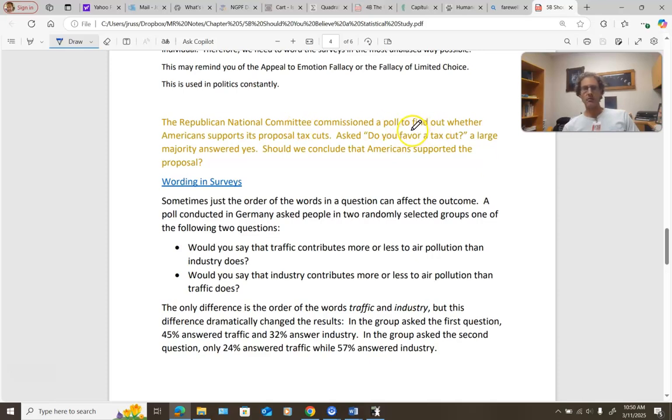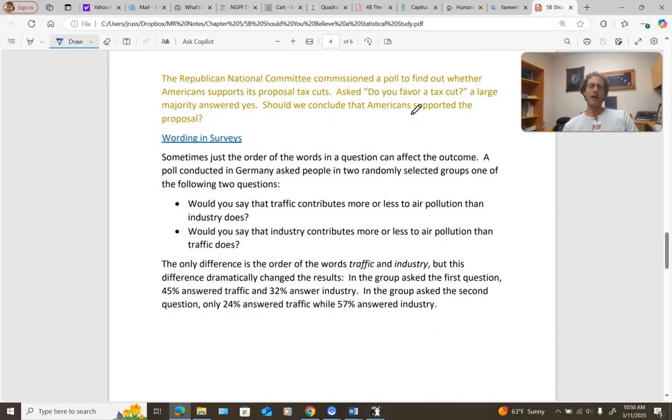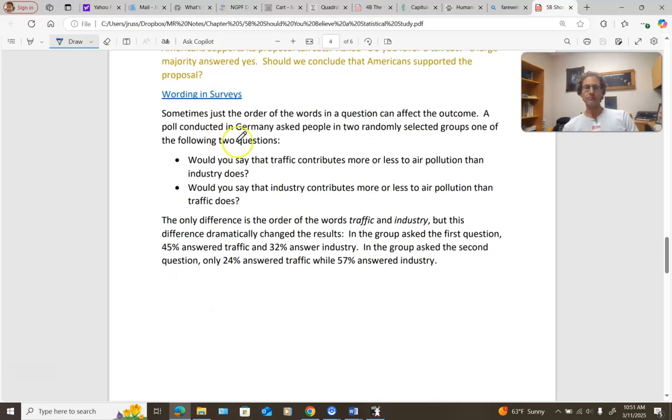Okay, so a lot of people that might not favor a tax cut when it's put into context would actually answer, yes, they favor a tax cut. Okay, so this is very deceptive. And then there's another little video I'll put in there for you to watch on the wording in surveys. And here's another example in the notes.